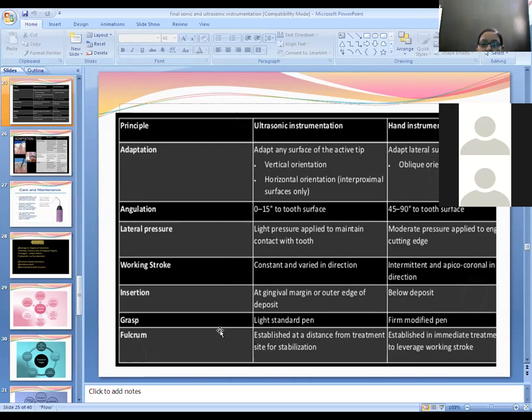Then which graphs are used for the ultrasonic scaling? The light standard paint graphs are commonly used for the ultrasonic scaling, while the firm modified paint graphs are used for the hand scaling.